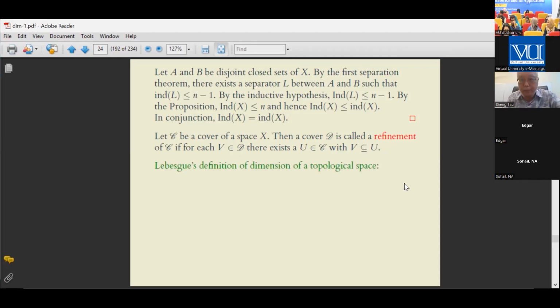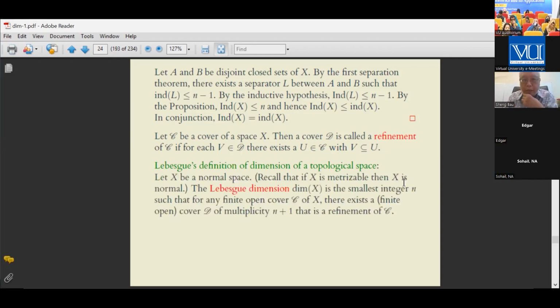So this is the Lebesgue dimension, the very important covering dimension of topological spaces. And this is for normal spaces. We're not talking about norm spaces, normal. Metrizable spaces are normal. The Lebesgue dimension is defined to be the smallest integer n such that for any finite cover of the space, there exists a refinement of the cover so that every point of the space is in at most n plus 1 of the members of the refinement. The refinement is also a finite cover.